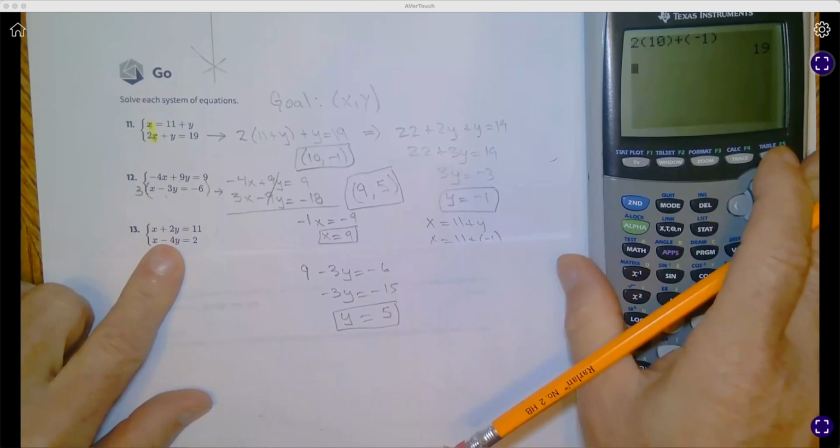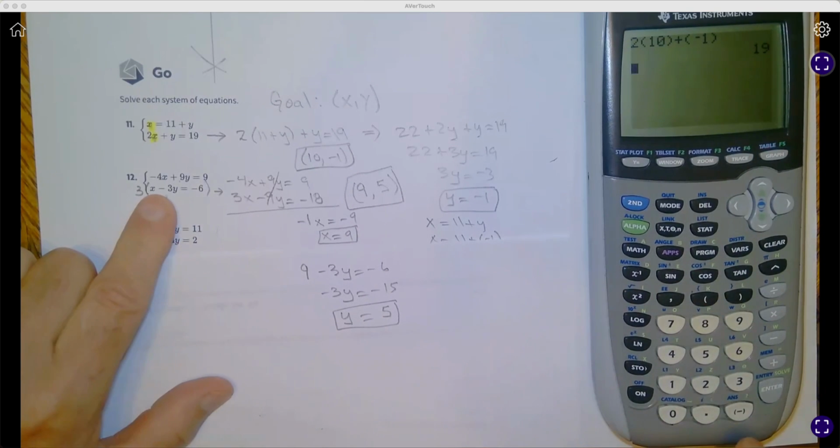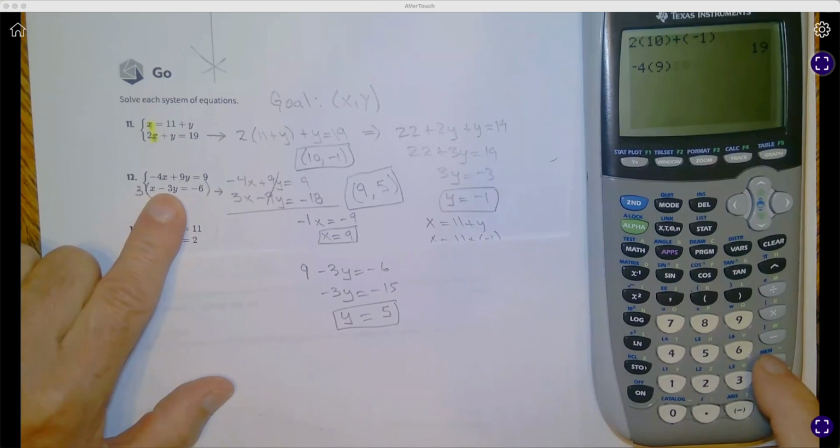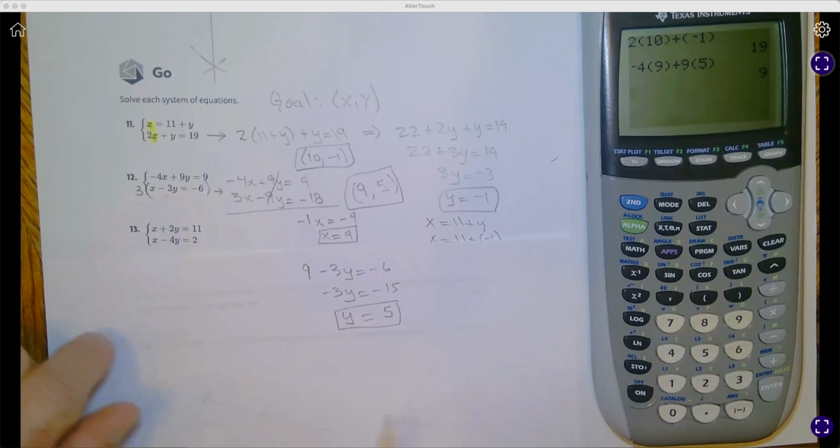And again, if I were you, I would just take a minute and check it. Negative 4 times 9 plus 9 times 5. And I better get 9. Woo! We did. Let's go. Let's do the next one.